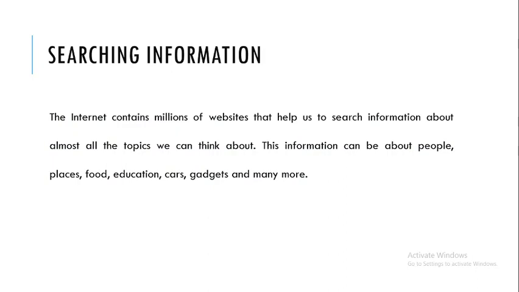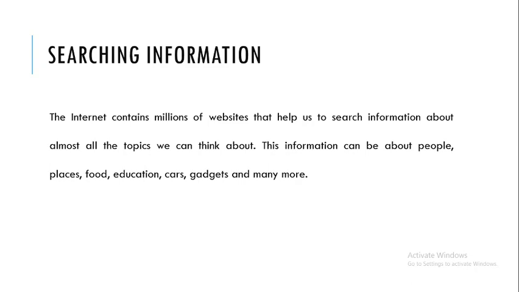The internet contains millions of websites that help us to reach information about almost all the topics we can think about. This information can be about people, places, food, education, cars, gadgets, and many more. So if you know the website address of any website, then you can open it very easily. For example, you want to get some information about your school. So you can directly open a school website and then you may get the information. In the same way, there are many websites, or these days website almost about each and everything.